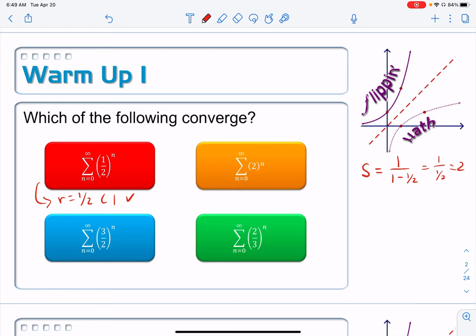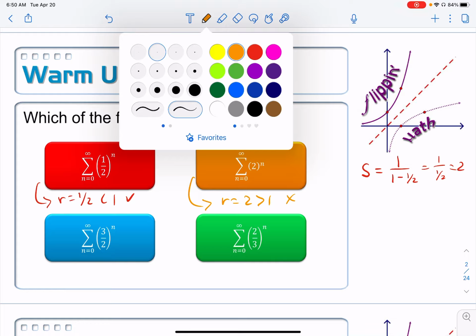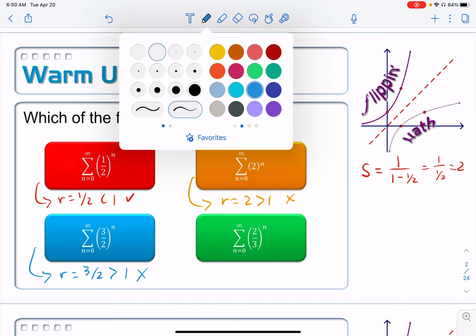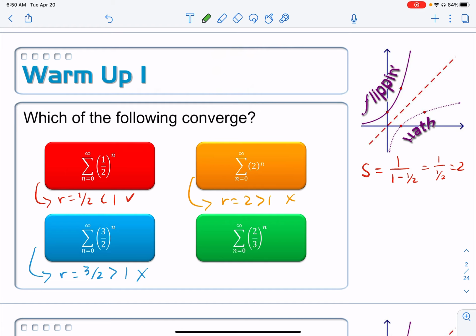Okay, let's go with orange. Here, obviously, our r is equal to 2, which is bigger than 1, so this guy is going to diverge. It's going to shoot off to infinity. Let's get a blue. I'm going to say this is approximately that color blue. That's pretty good. Our r here is equal to 3 halves, which is also greater than 1. Nope, that thing's going to diverge. And then we have one more. Let's go with this one.